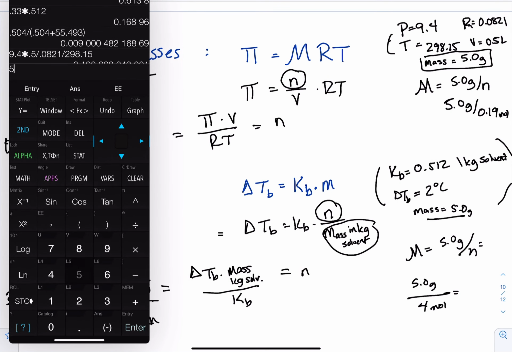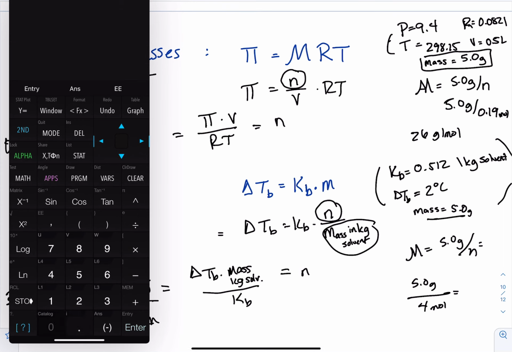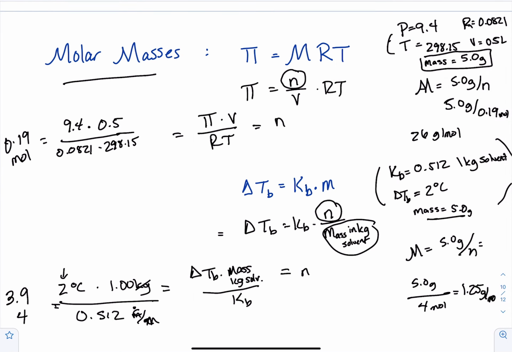So the top one, 5 divided by 0.19, gives me 26 grams per mole. And then the bottom one, 5.0 divided by 4, it's 1.25 grams per mole. So I guess I could have picked that one's numbers a little better. I just kind of made these ones up. But I'm just trying to demonstrate that you can actually get molar masses from these equations.